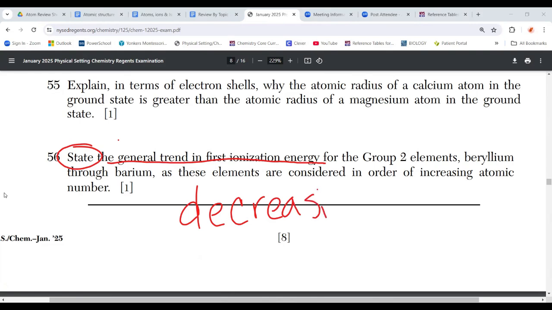And since it says state, you don't have to rewrite the question or anything. You just have to say decreasing. If you are nervous about doing that, you could say the first ionization energy decreases as you go down a group, and that would be great. Especially since they're asking you for a pattern, it's always good to give them the full pattern. The low risk way of knowing you're not going to get the question wrong.